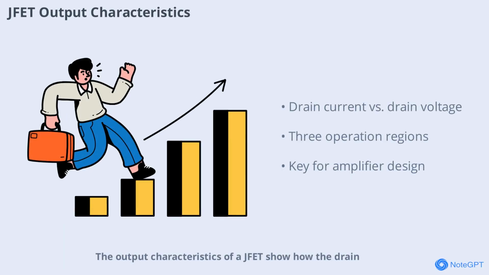Output characteristics of a JFET show how the drain current varies with the drain source voltage for different gate source voltages. These curves help us understand the different regions of operation: ohmic, active, and cutoff. In the ohmic region, the JFET behaves like a resistor. In the active region, it acts as a constant current source. In the cutoff region, the current is nearly zero. These characteristics are vital for designing amplifiers and switches using JFETs.